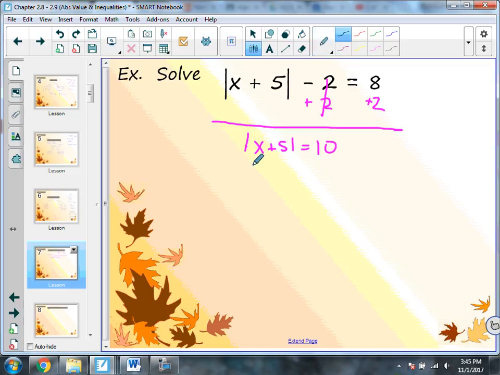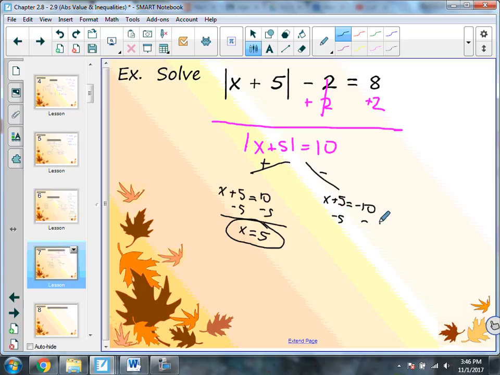Now we can split it because we have isolated our absolute value expression, and we'll consider our plus and minus. So once we split it, we don't need the absolute value signs anymore because we have accounted for the fact that it's an absolute value. So we get x plus 5 equals positive 10 for our positive side, and x plus 5 equals negative 10 for the negative side. I'll subtract 5 on both sides, and I get x equals 5. Subtract 5 on both sides, and x is going to equal negative 15. And those are my 2 answers.